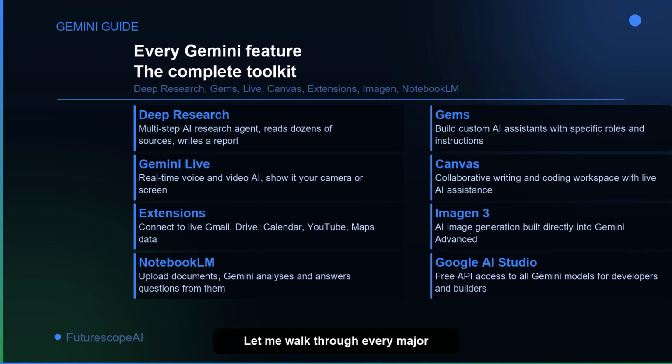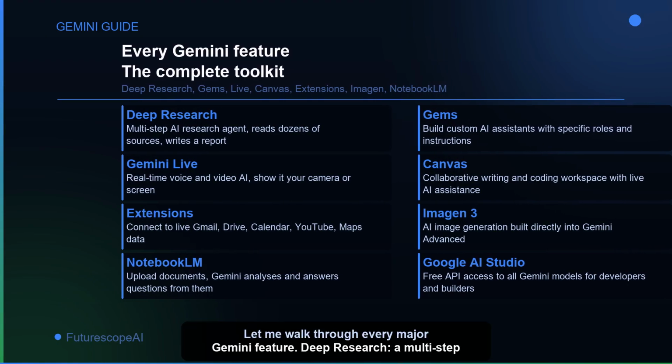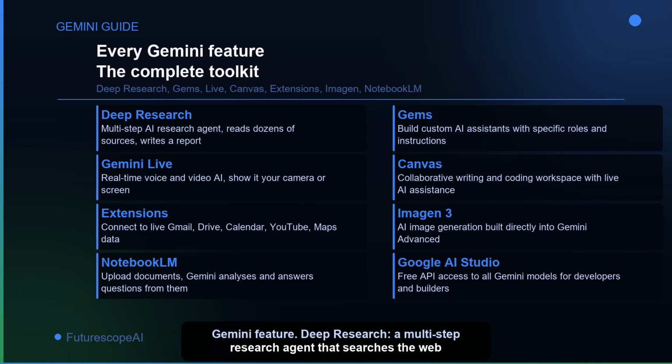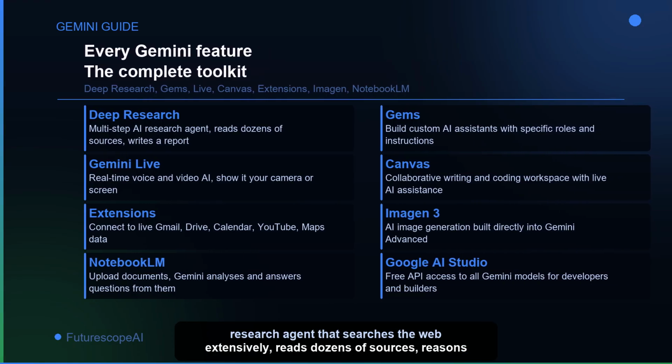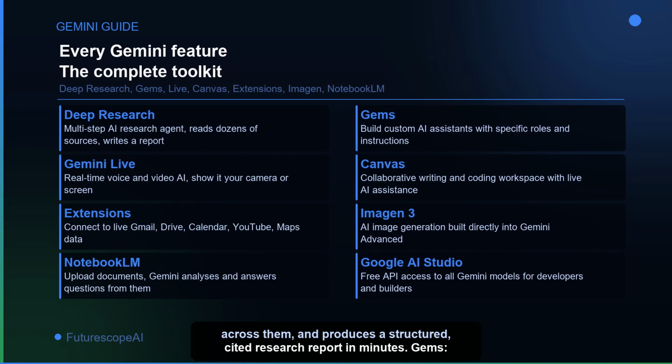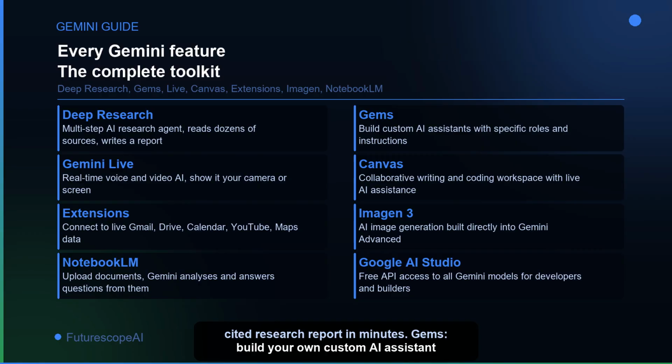Let me walk through every major Gemini feature. Deep Research, a multi-step research agent that searches the web extensively, reads dozens of sources, reasons across them, and produces a structured, cited research report in minutes. GEMS, build your own custom AI assistant with a specific role, a defined set of instructions, and an optional knowledge base. Gemini Live, a real-time voice and video conversation with the AI.